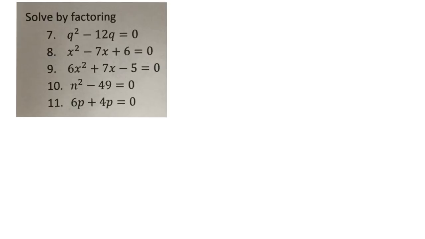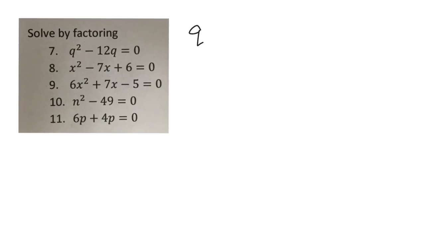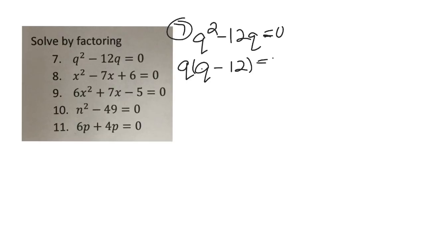Okay, the next set of problems: solve by factoring. So I have 7q squared minus 12q equals 0. This is a binomial. There's no constant term. So what we're looking for is the greatest common factor. They both have a q, and that's the only factor they have in common. So I'm going to factor out the q, and q times q is q squared, and q times negative 12 gives me the negative 12q.